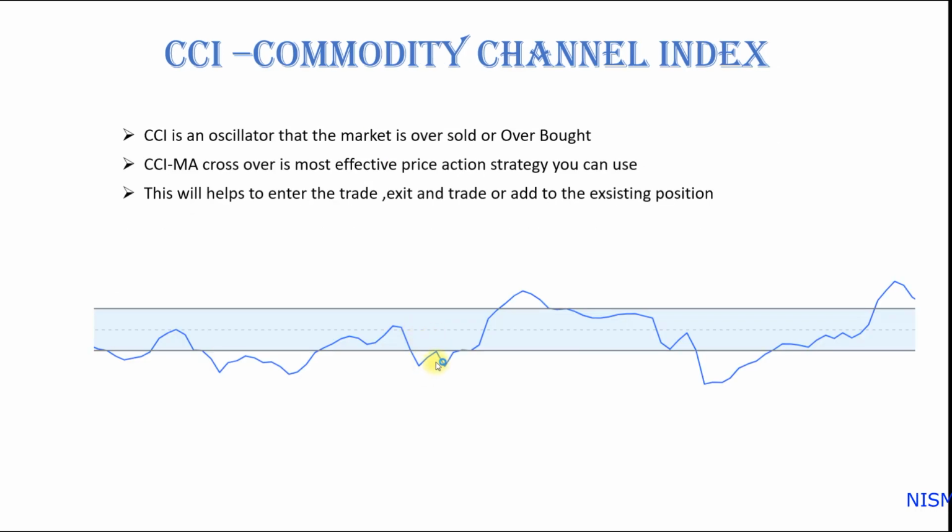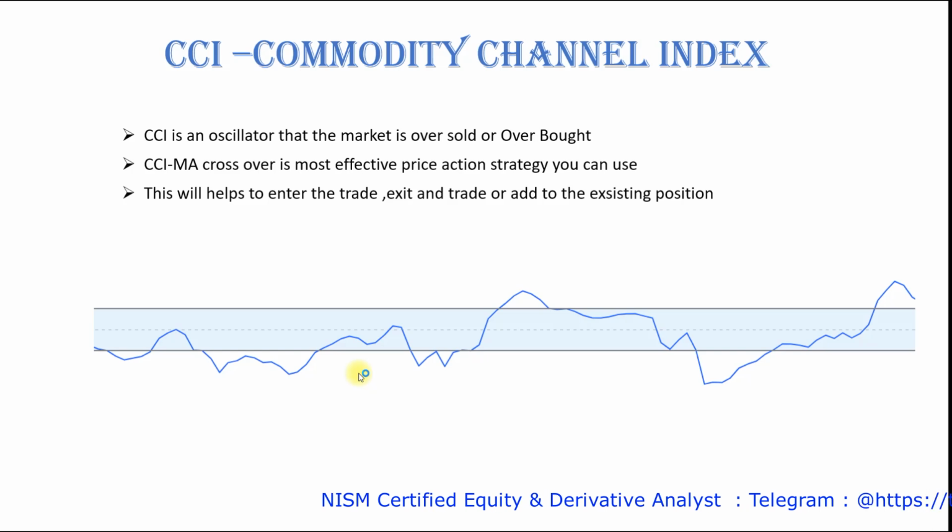CCI and RSI look the same. Both are momentum oscillators. CCI is an oscillator which helps to know whether the market is oversold or overbought. So here we are going to use CCI along with the moving averages.